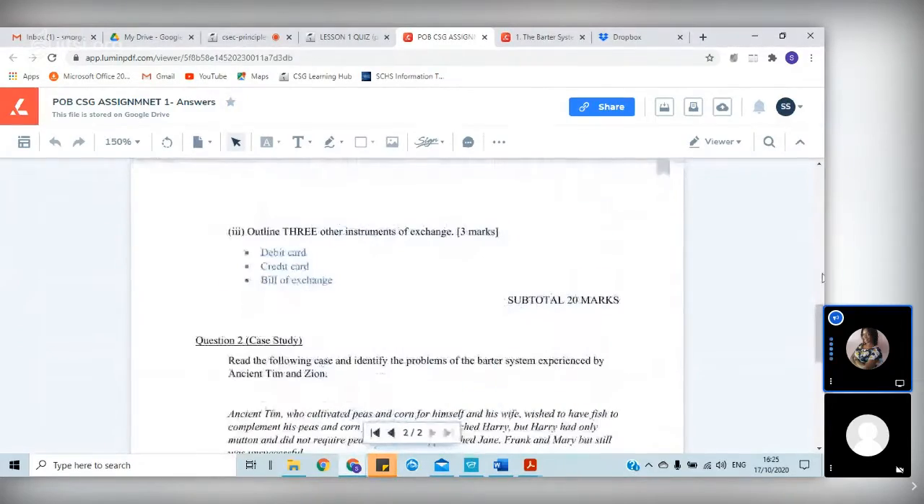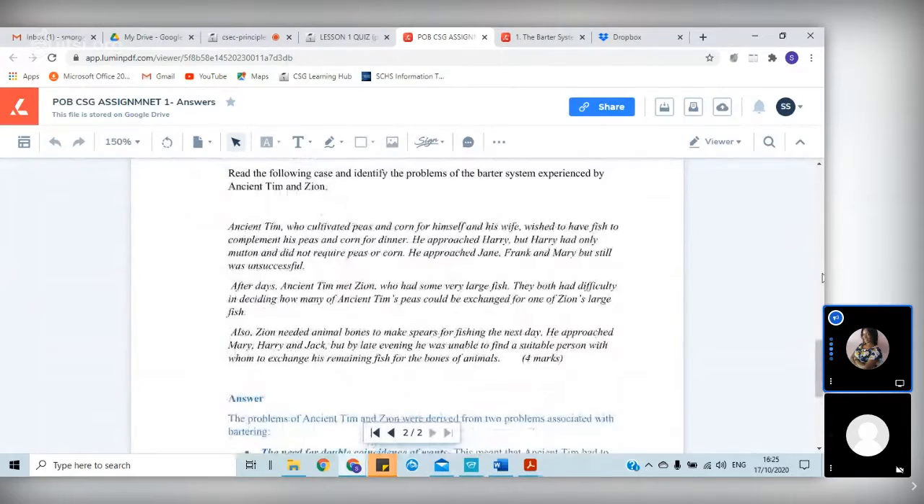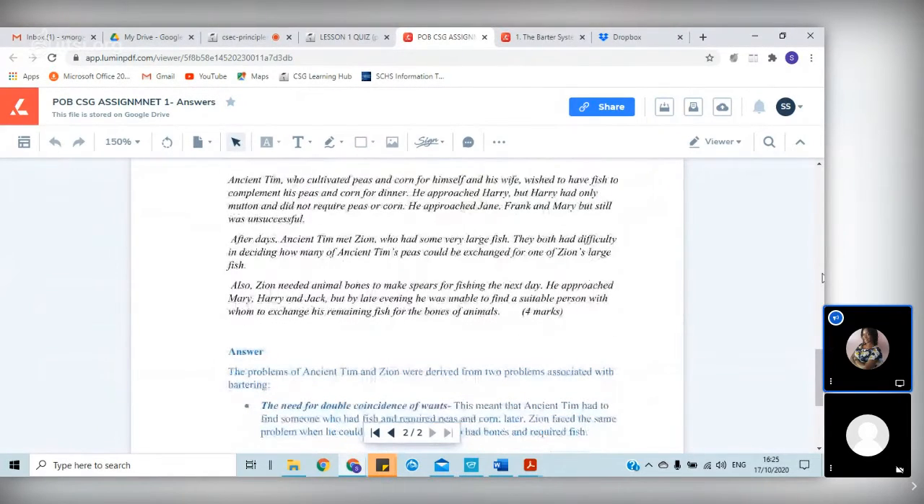All right, so now we're going to move on to the case study. You are required to read the case study and identify the problems of the barter system experienced by ancient Tim and Zion. So here is the case study. Ancient Tim, who cultivated peas and corn for himself and his wife, wished to have fish to complement his peas and corn for dinner.